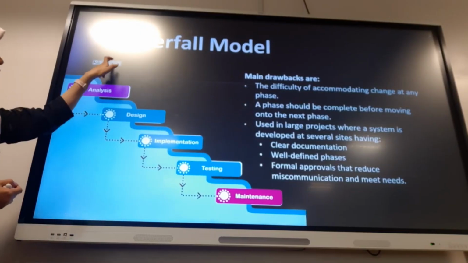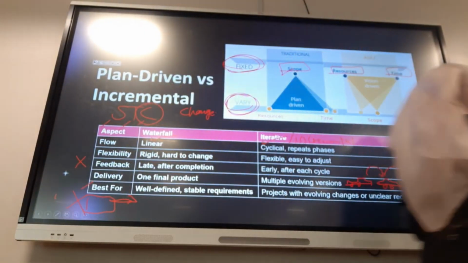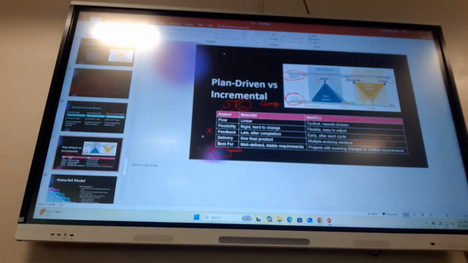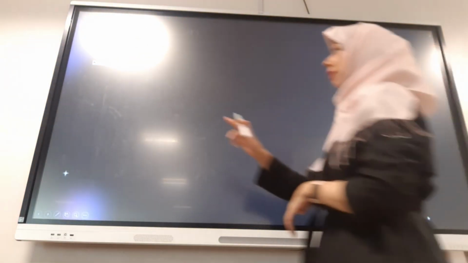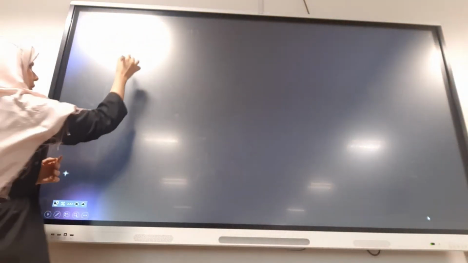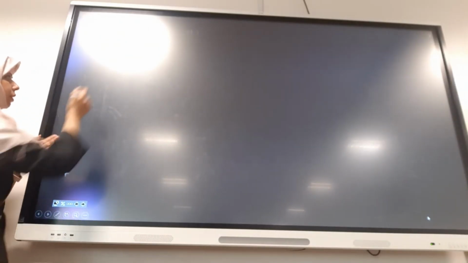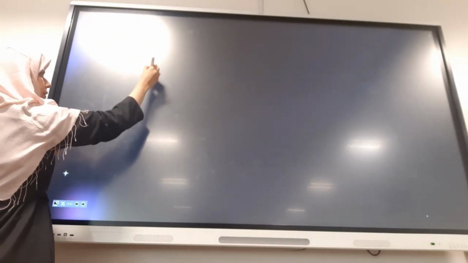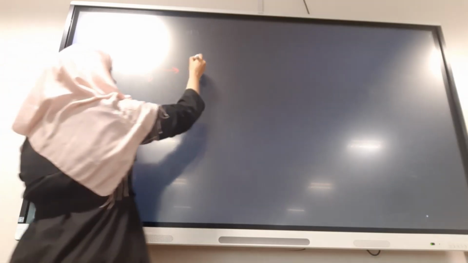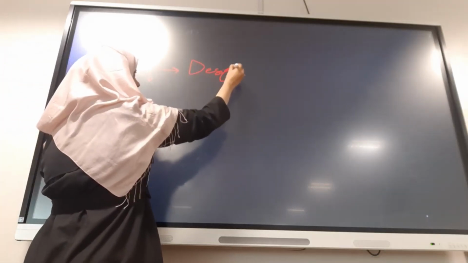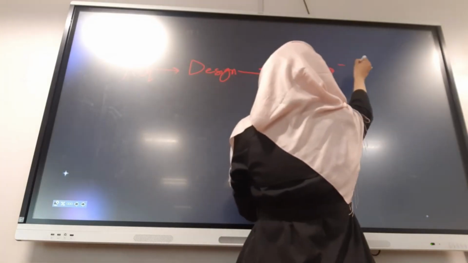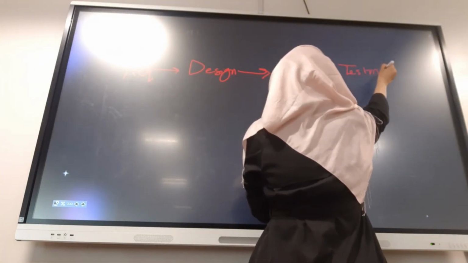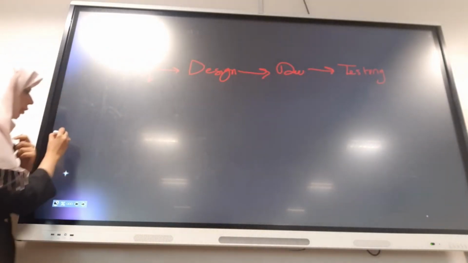So, just before I show you this, let us try to explain this in practice. Let's talk about the general phases. I have requirements, then design, then development, then testing. Now let's think of it as the waterfall model.